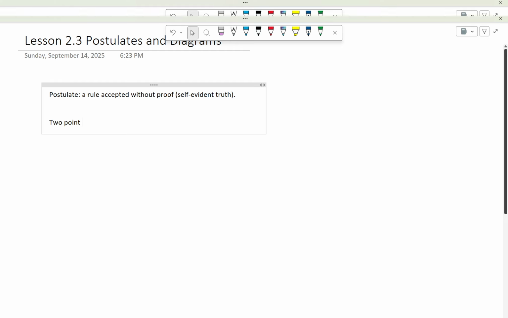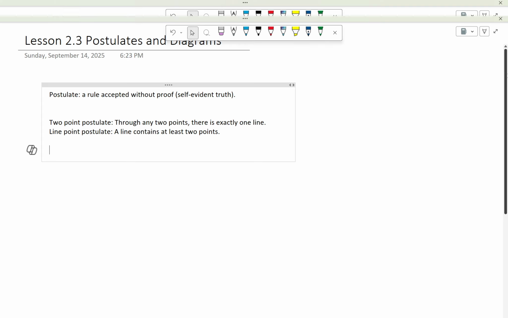So here's one that we're going to discuss right away. It's the two-point postulate, which is: through any two points, there is exactly one line. And then there's the line-point postulate, which is: a line contains at least two points. I don't really beat you guys up too much if you start to confuse these two or use them interchangeably. The same thing is effectively accomplished in both. If you use one of these instead of the other, I'm somewhat forgiving. But we do need to know we're going to accept this as true without further proof.